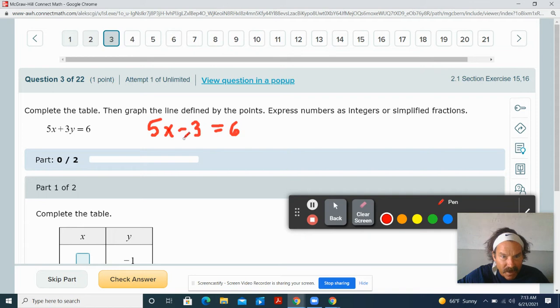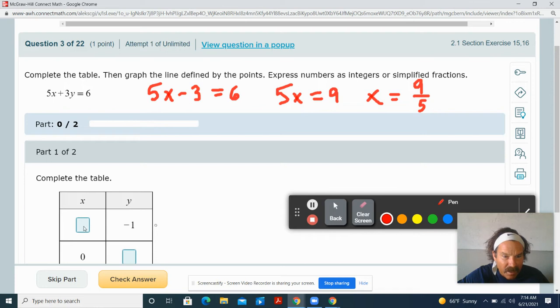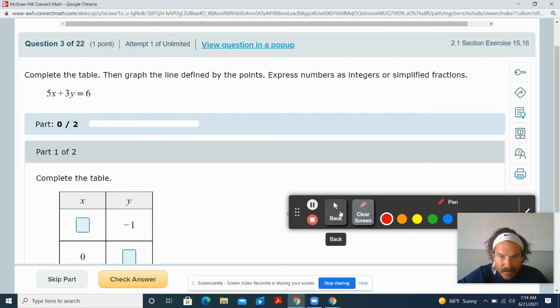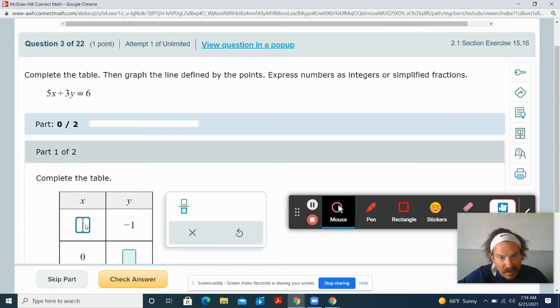If I solve this equation for x, I add 3 to both sides, so I get 5x equals 9. And then I divide by 5, so I get x equals 9 over 5. They want you to write the answer as simplified fractions and not decimals. So 9 divided by 5 is a decimal, but when you click the box here, it doesn't give you a decimal. It gives you a box here, which is going to be a fraction. So it's going to be 9 on top and 5 on the bottom.